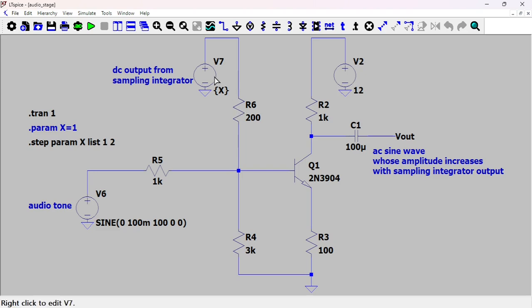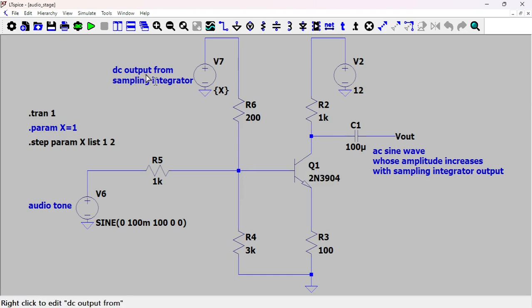And here, what we do is that we take the DC output from the sampling integrator, and we use it to set the quiescent base voltage. So that's going to control the loudness, because let's say the DC output is 0 volt, so that you would get 0 here. There would be no loudness at all because the transistor is turned off. Remember that you need 0.6, 0.7 volt right here, at least, to turn that thing on.